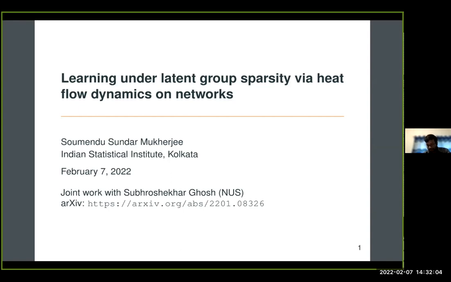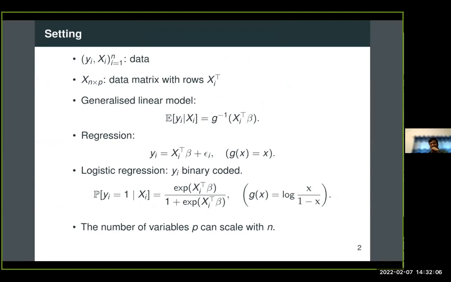So let me start by describing the problem. It's the usual supervised learning problem where you have data on n observations. yi denotes the response variable and xi denotes the explanatory variable.